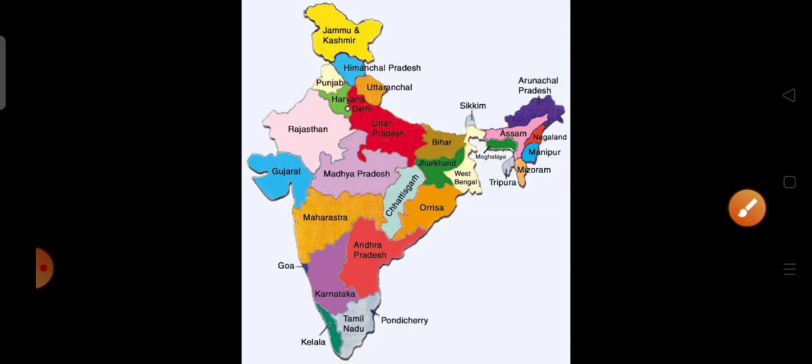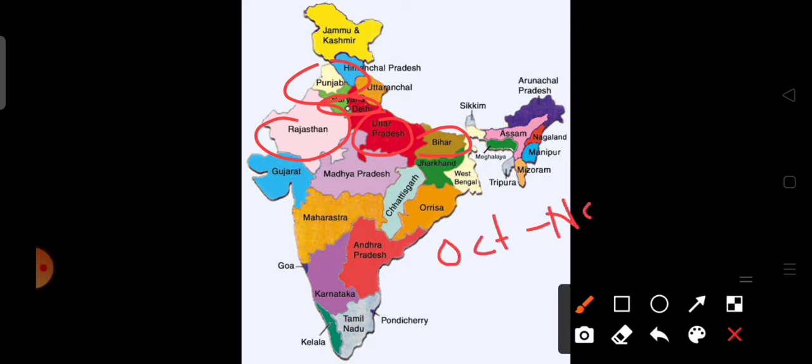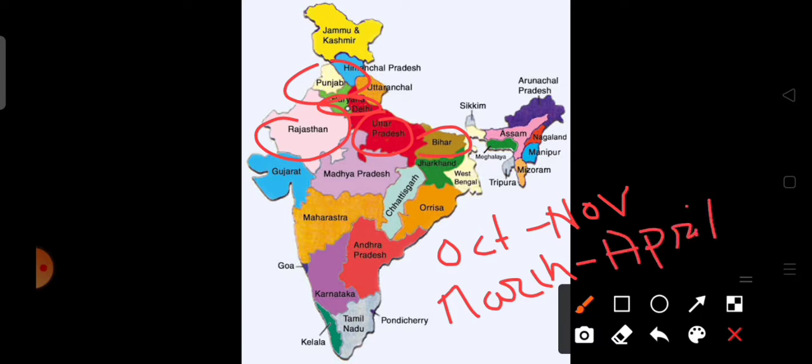Now we discuss the states of Bihar, Uttar Pradesh, Haryana, Punjab and Rajasthan. Here the wheat is sown in the month of October to November and harvested in the month of March to April. So these are the regions mainly located in the eastern and the western part of India.